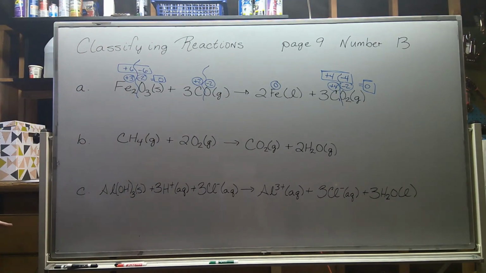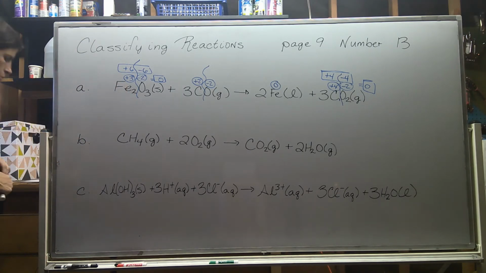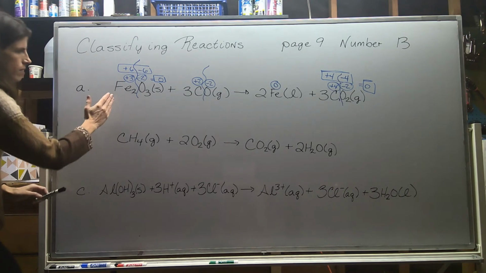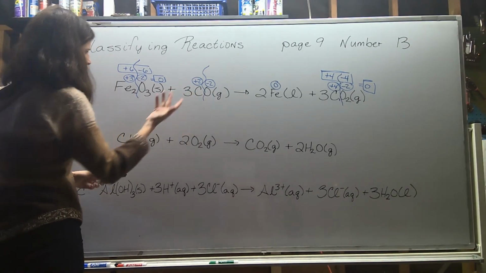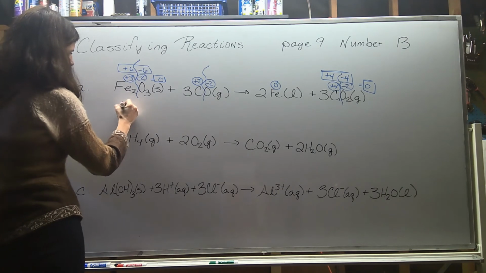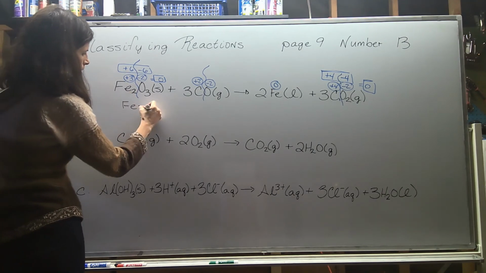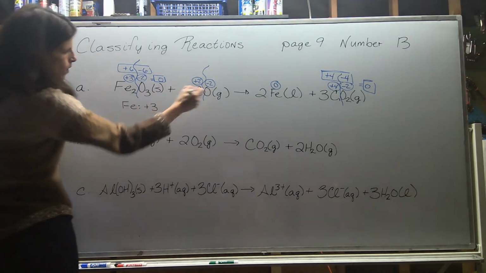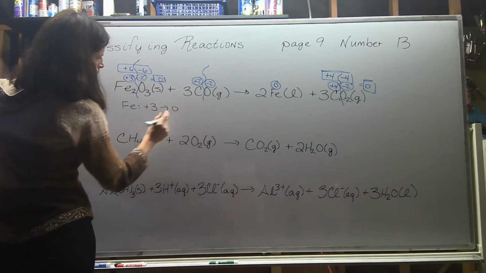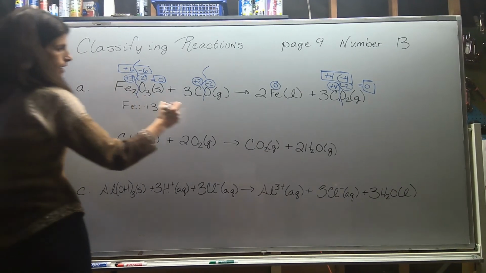You want to check the ones that change from left to right. So I systematically go through everything and just see what's going on. Iron is the first thing I run into. Iron started at a +3 and went to a 0. So +3 to 0, that means it gained electrons.